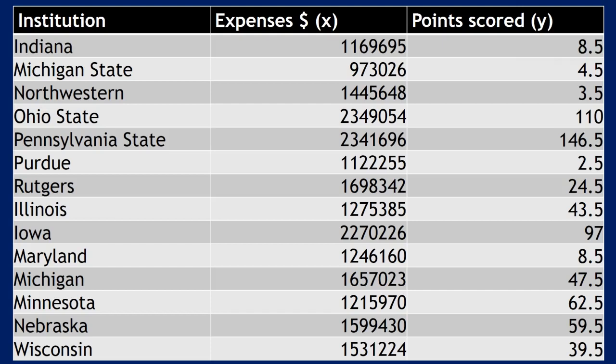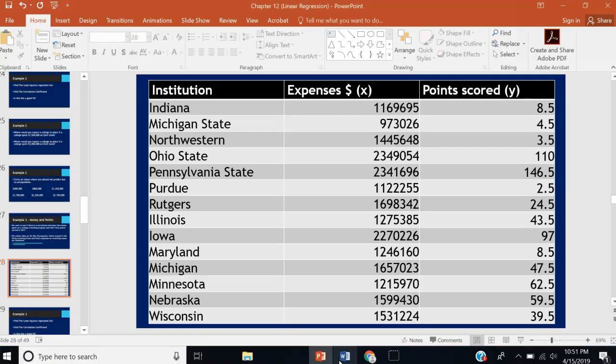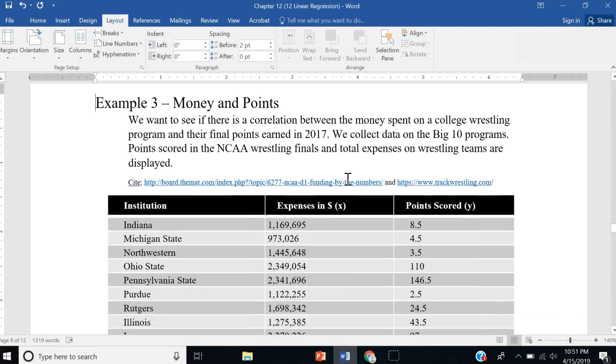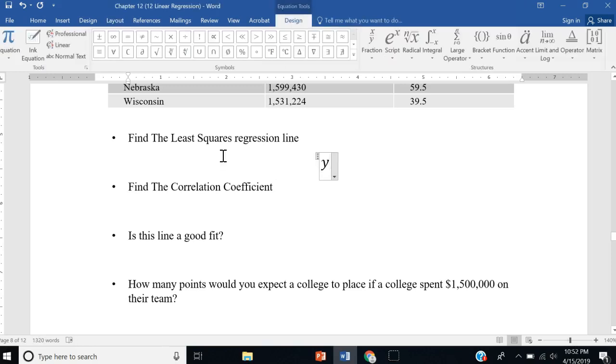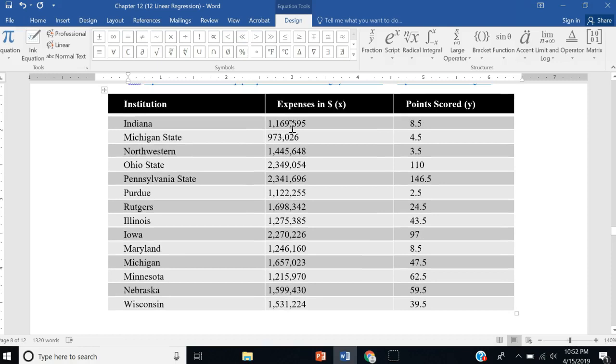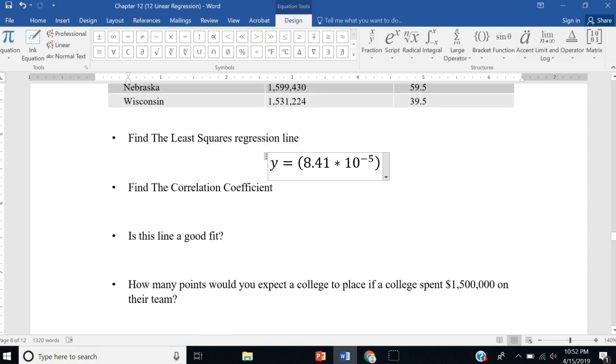Hopefully, you went ahead and pushed pause and did all that kind of good stuff. I'm going to go through this fairly quickly. So we looked at the money and the points. The least squares regression line is y equals, well, in this case, again, we get scientific notation. That tends to happen when our data set has really big values for our x. Notice that each one of the teams spent in the millions. So if our x were small, our coefficients would be a little bit larger.